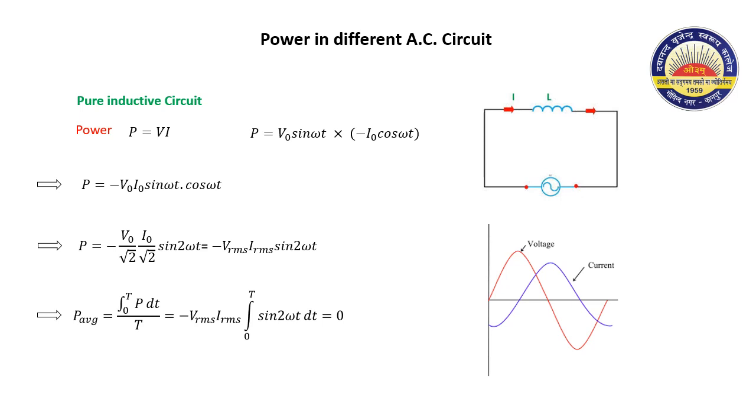In the pure inductive circuit, we have V is equal to V naught sin omega t and current I is equal to minus I naught cos omega t. Calculation of the power will again give the similar values as in the capacitive circuit, but with a negative sign. So integrating this power over the time period capital T will again give us 0 value, and so the average power in the inductor is also 0.